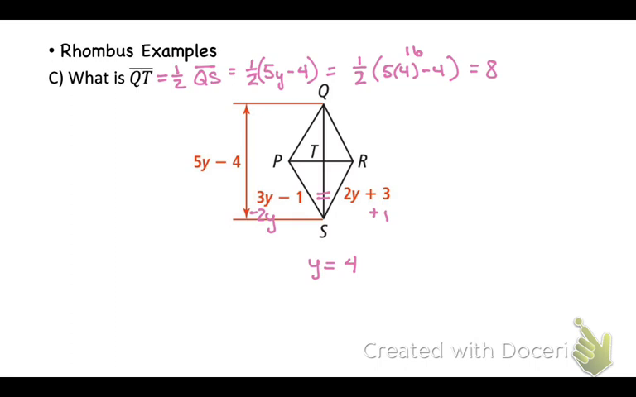So QT is 8. So you see how we set a plan for what we were going to do, right? We wrote an equation and we figured out what y was and plugged it back in. You guys did some hefty algebra. Good. Am I good? I think so. Yeah.